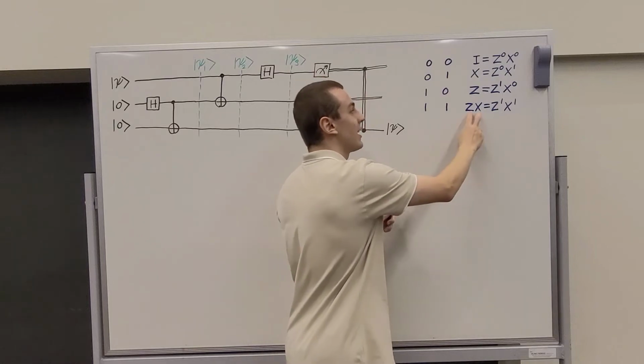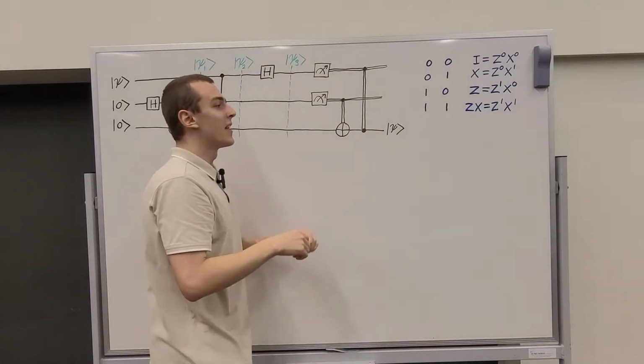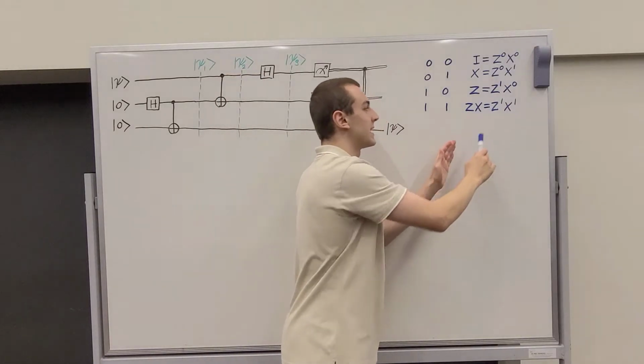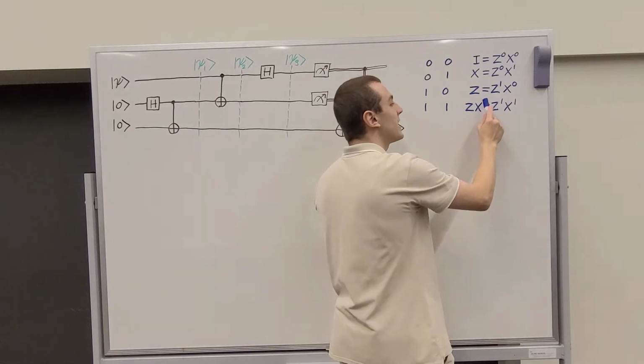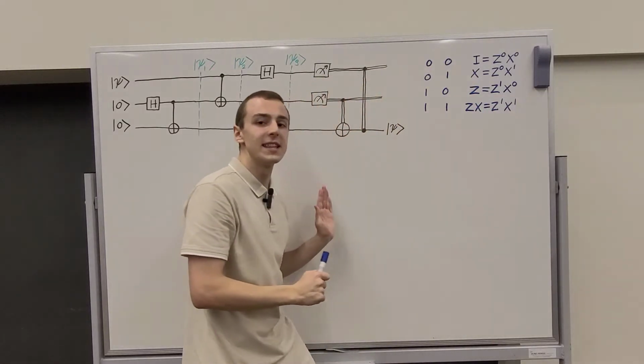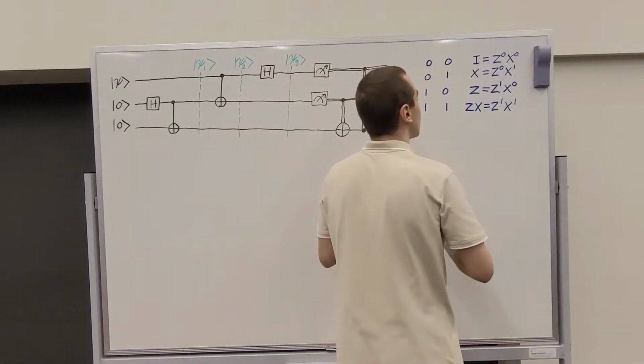But why is this in the opposite order to what we see in the quantum circuit diagram? That's because when we apply matrices, this is matrix multiplication, we have to write it in this order. So the one that's furthest to the right gets applied to the state first. So first we apply X, and then we apply Z.